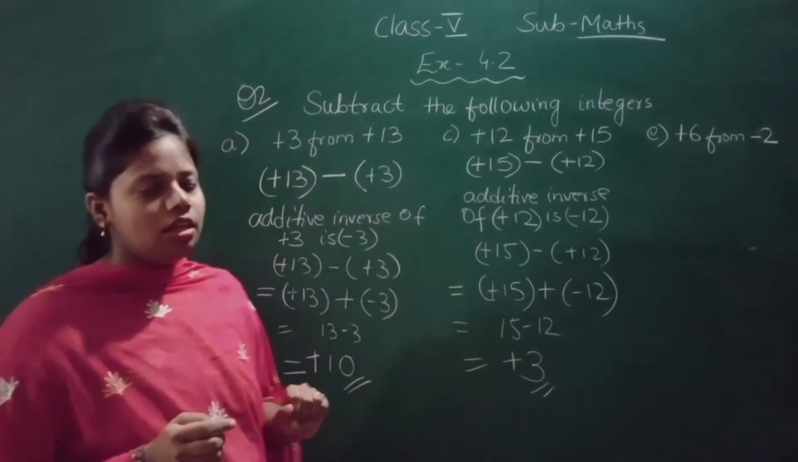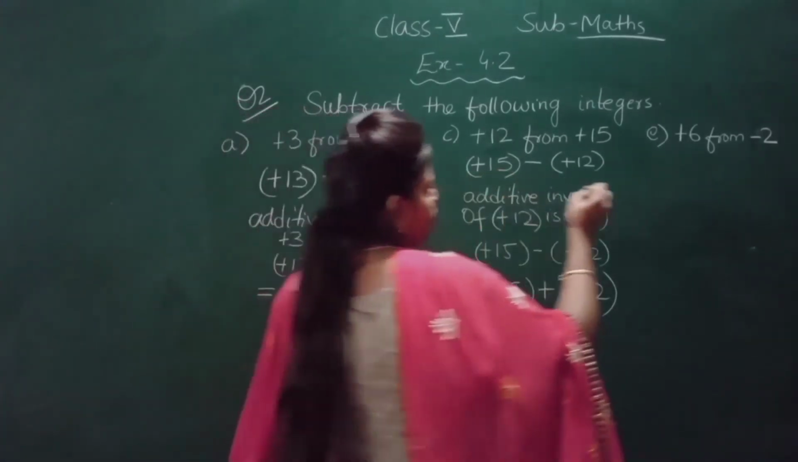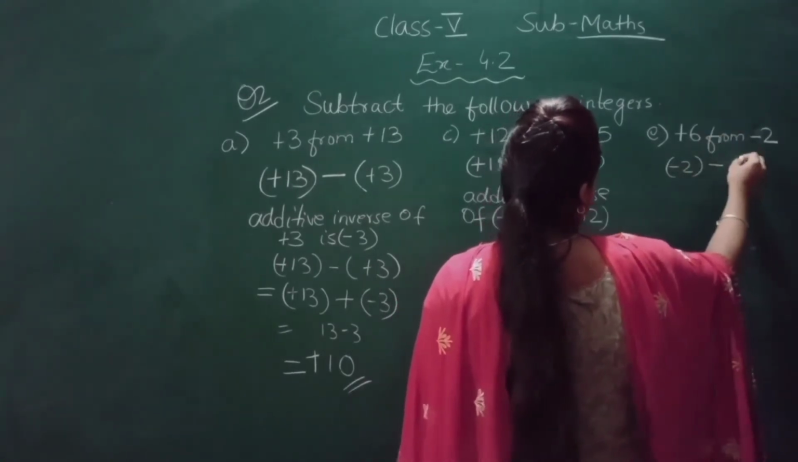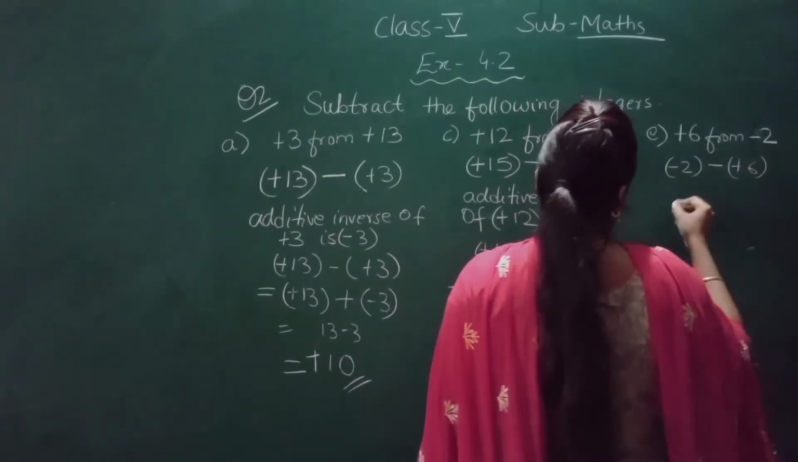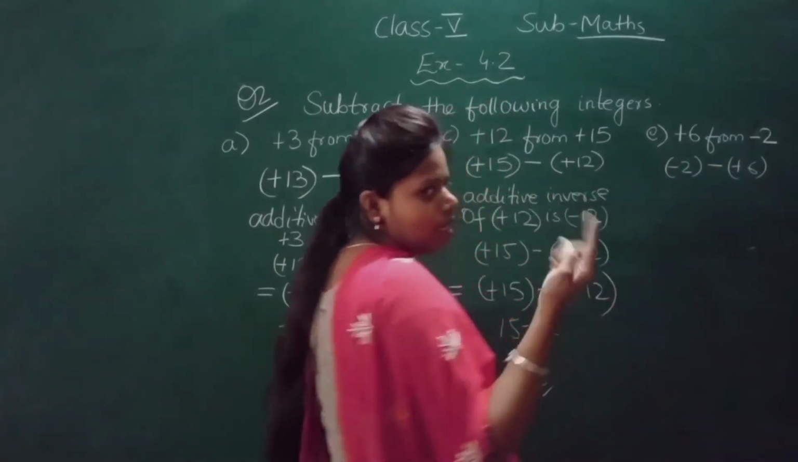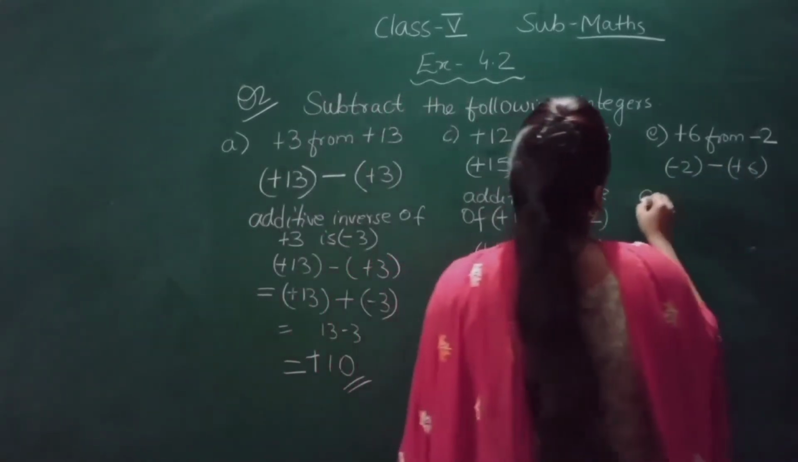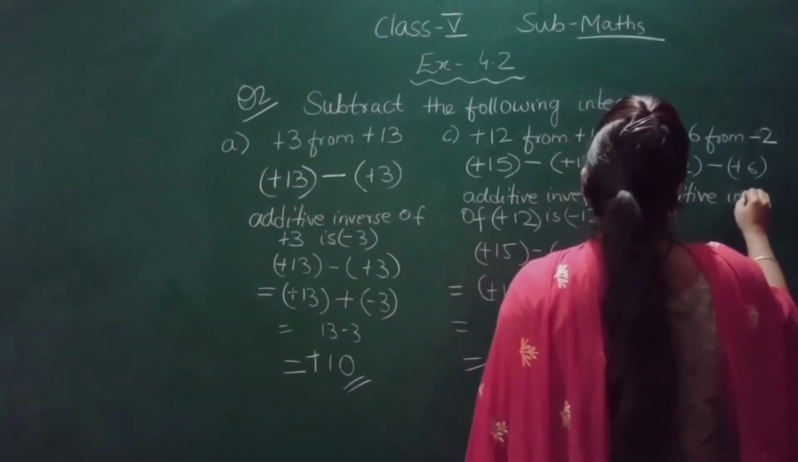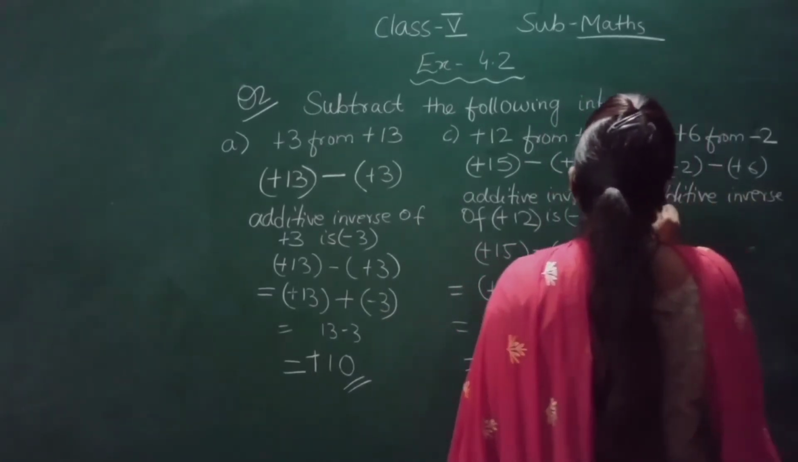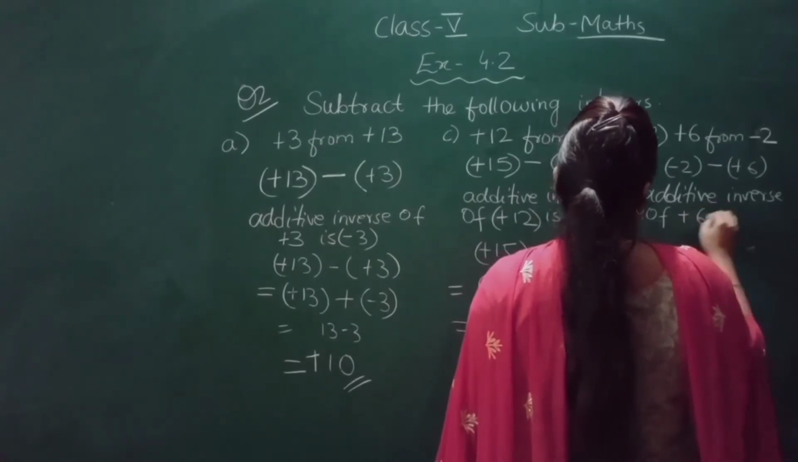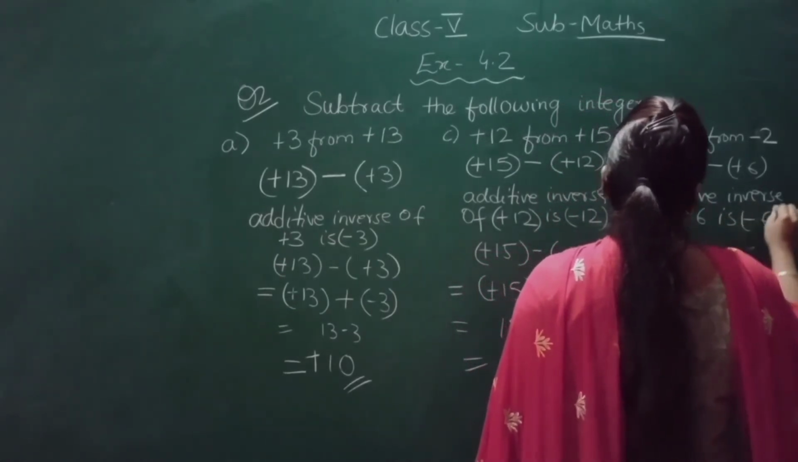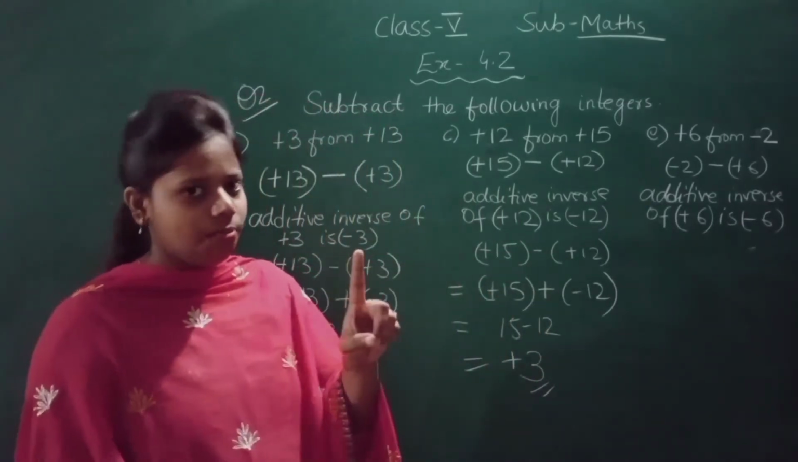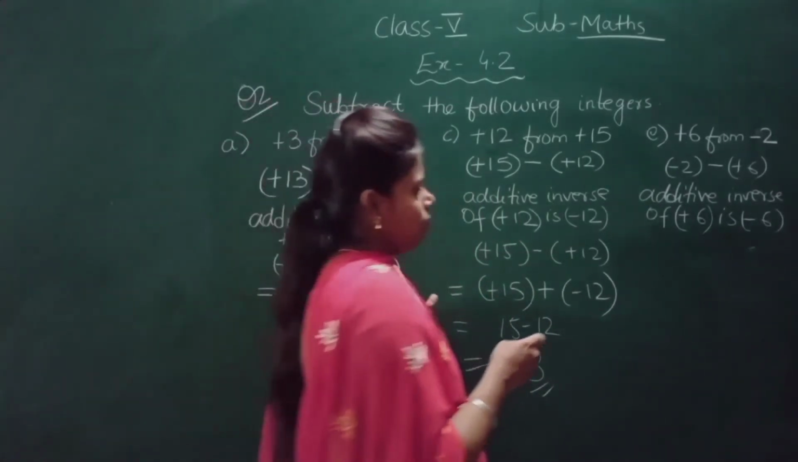Now let's see E. So from this we will write first minus plus 6 in the bracket. Now we find the additive inverse of plus 6. The additive inverse of plus 6 is minus 6. So first we have done the additive inverse.